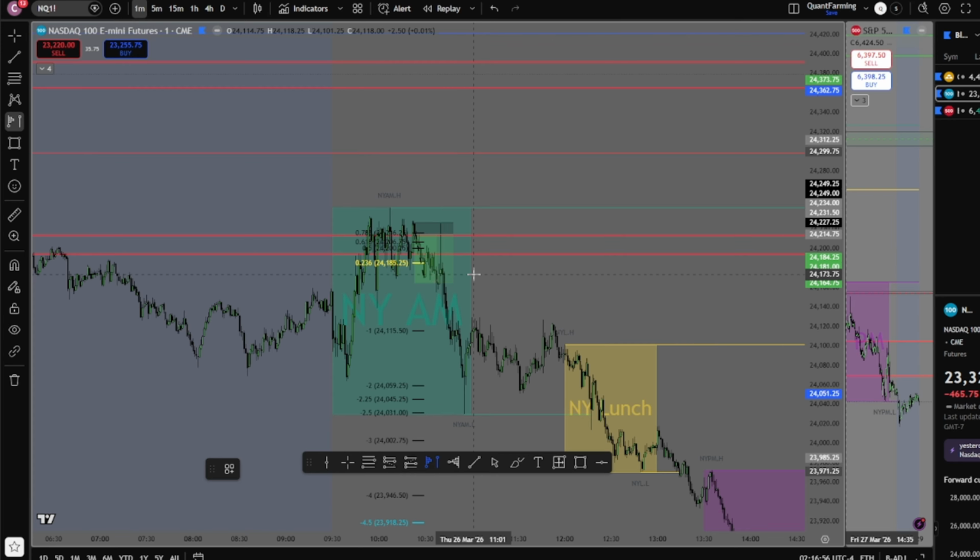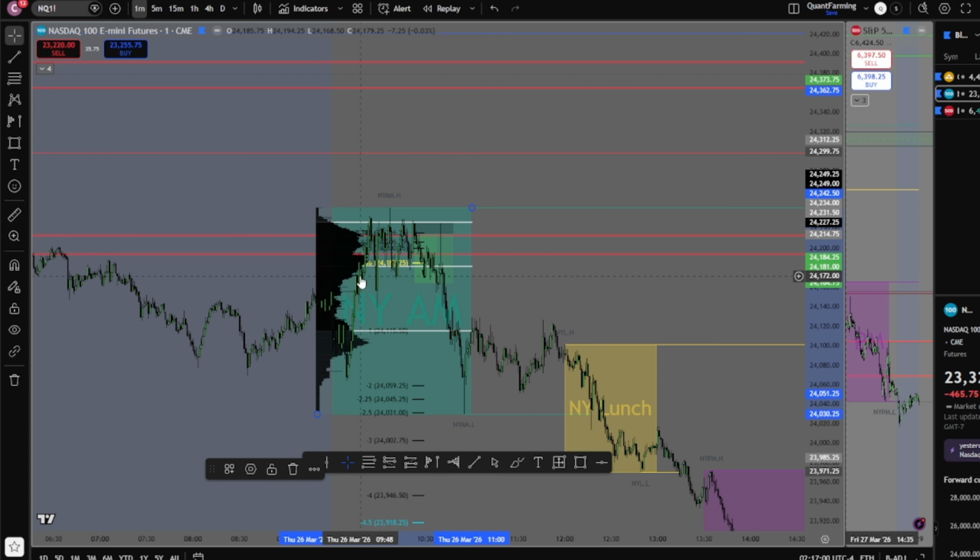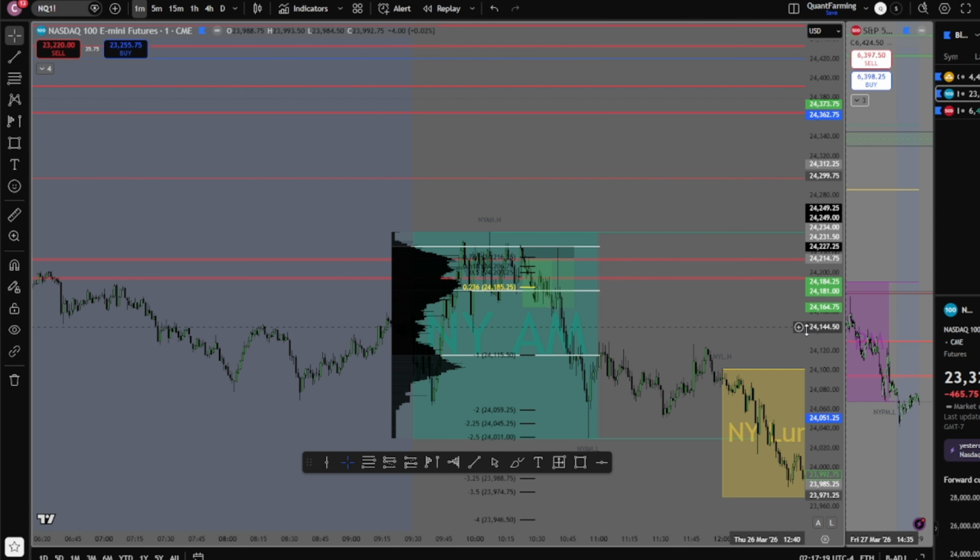Now, for example, if I were to mark out the fixed range of New York AM session, that will give me where my point of control is, my value area high, and my value area low. When I know we're coming up past our point of control, I know that we have a pretty strong draw below us. Now it's just about finding where your entry is going to be.